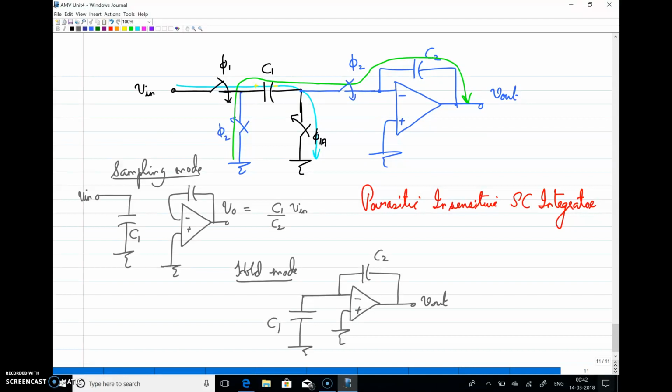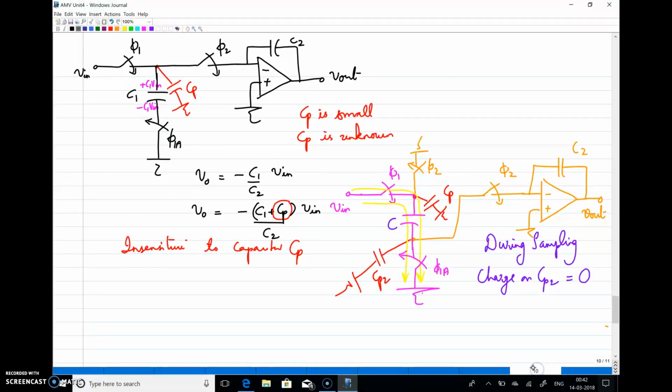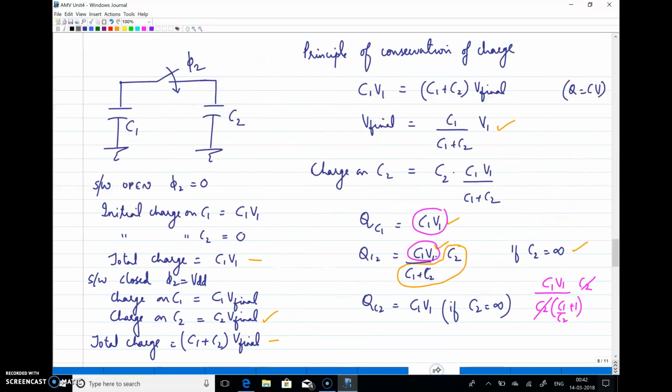Carefully look at this set of three lectures to properly understand how to develop the architecture of a parasitic insensitive switch capacitor integrator. So understand these lectures properly.